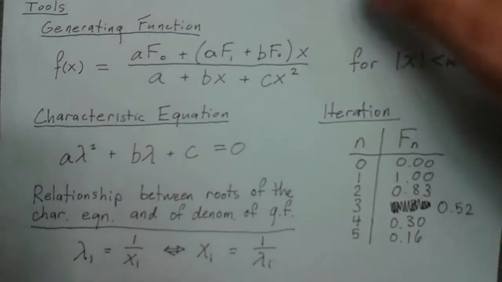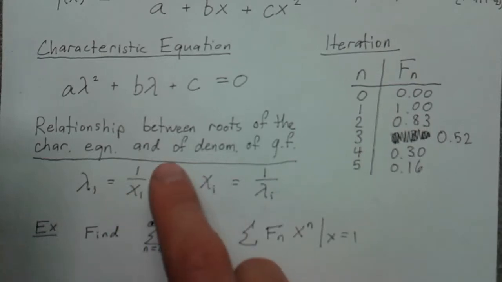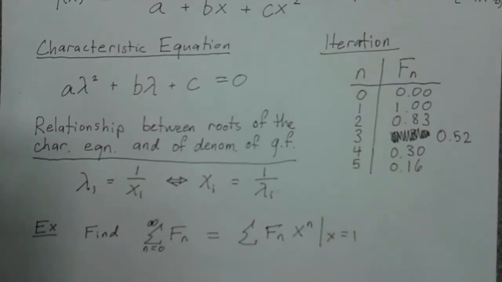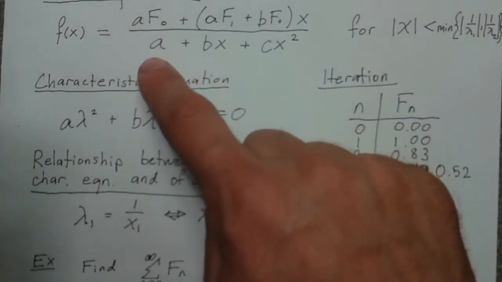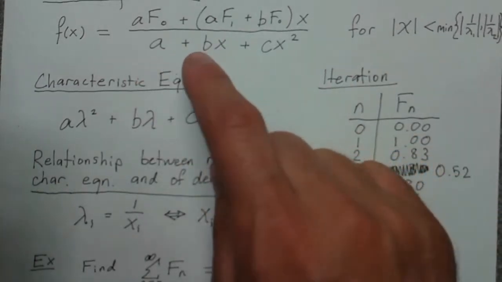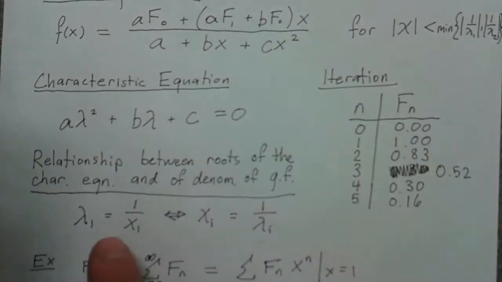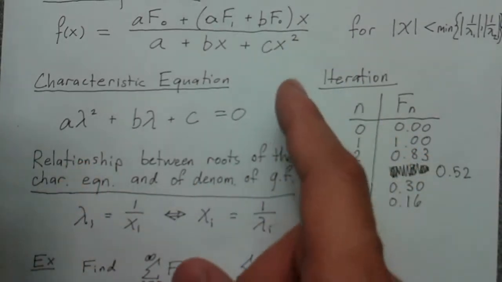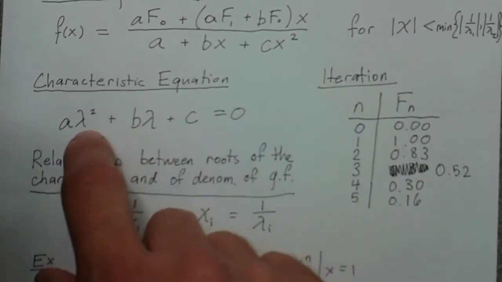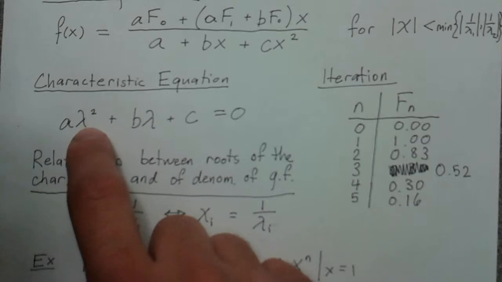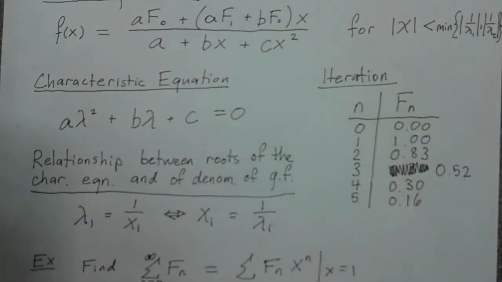And then of course we have this relationship between the roots of the characteristic equation and the roots of the denominator of the generating function. They're just reciprocals. So this is the generating function here, the denominator a plus bx plus cx squared, that has the same roots as, well, the roots are the reciprocals of the roots of this equation here, which goes in opposite order. This one has power 2, power 1, power 0, this one has power 0, power 1, power 2.